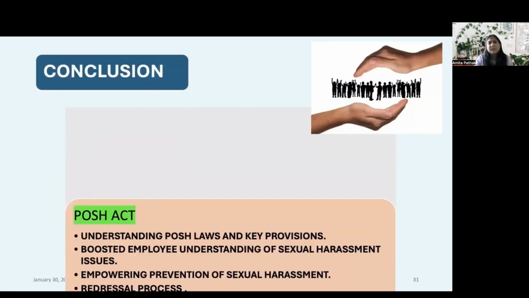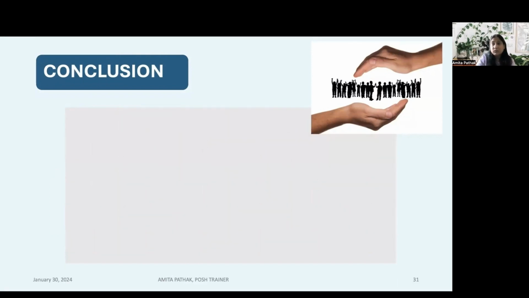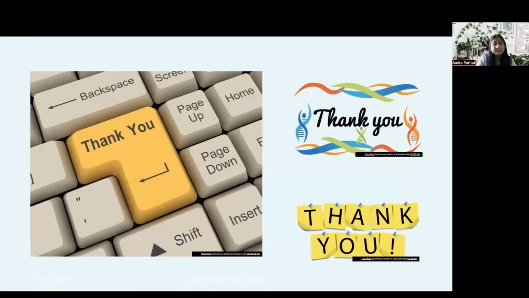Let us conclude what we studied here. POSH Act, understanding the POSH laws and key provisions. Boosted employee understanding of sexual harassment issues. Empowering prevention of sexual harassment and the redressal process. Implemented measures for building a secure and respectful work environment.